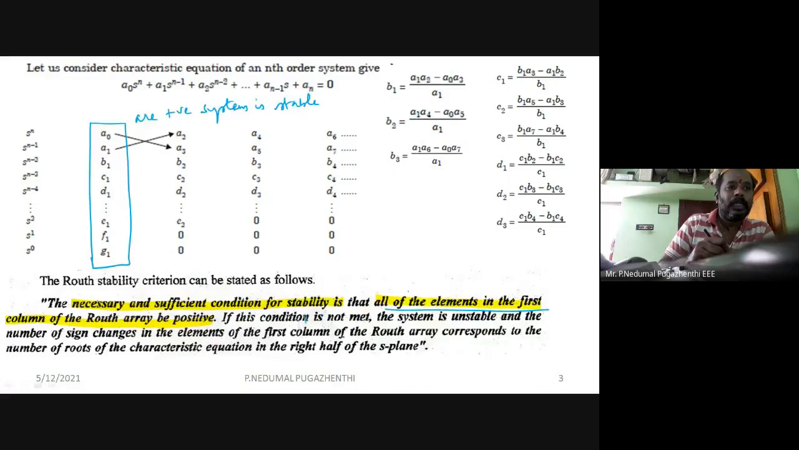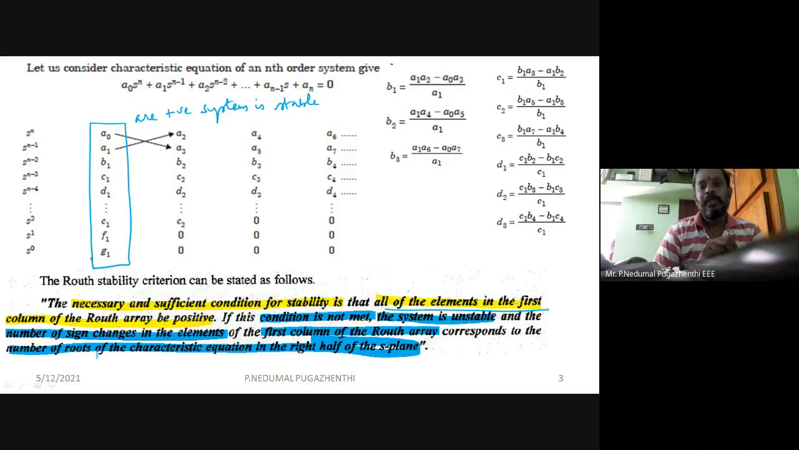If the condition is not met, what is the condition not met? That all the elements are not positive in the first column. The system is unstable. And the number of sign changes in the elements of the first column corresponds to the number of roots of the characteristic equation in the right hand side of the S plane. We already know that if you have a pole on the right hand side of the S plane, then your system is unstable.